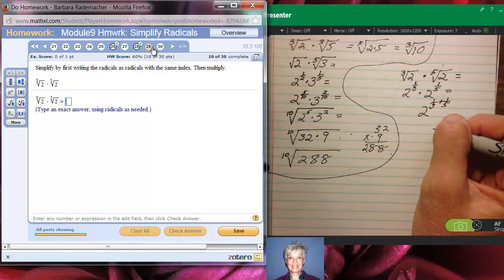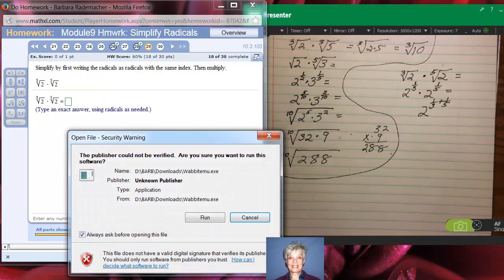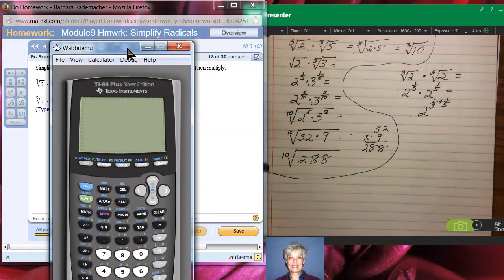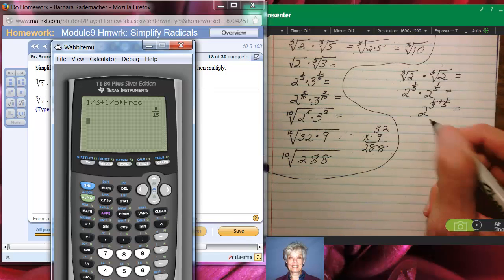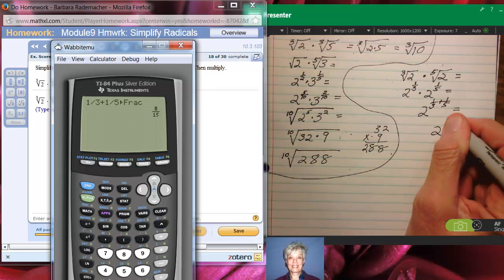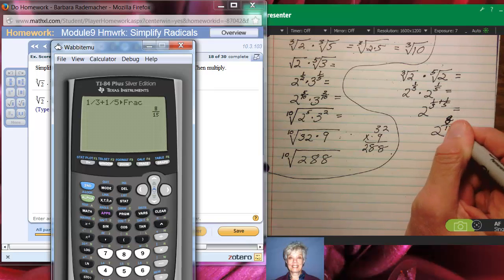Now you can put that in your calculator. In fact, let me call up little Wabbit Emu. There he is. On. Okay. We're going to have 1/3 plus 1/5. So 1 divided by 3 plus 1 divided by 5. And now math frac it, and you get 8/15, which is exactly what you would get if you did this by hand. So our answer, not the final answer, but our answer right now is going to be 2 to the 8/15.